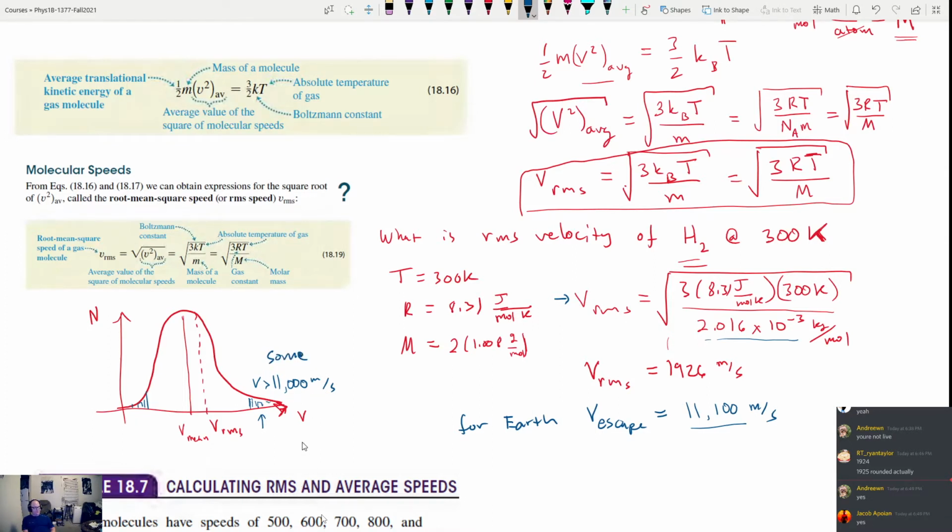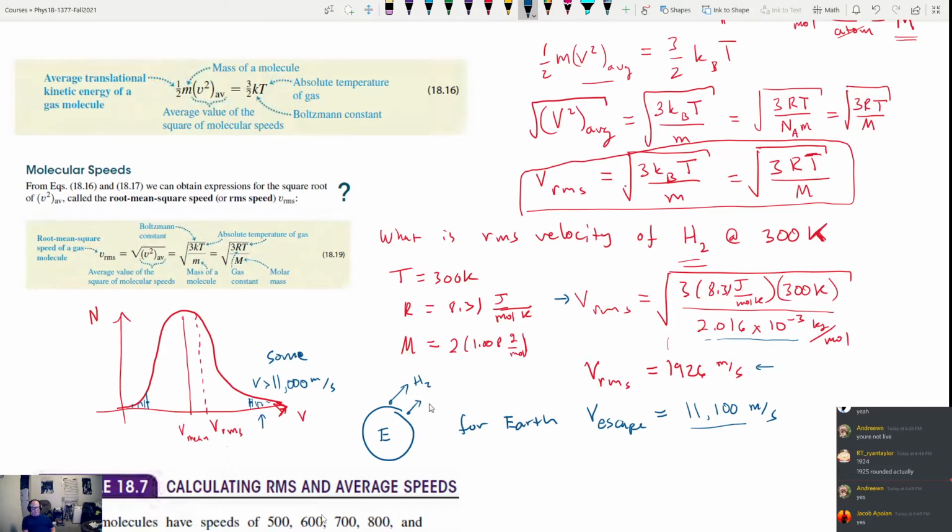Is going to be greater than 11,000 meters per second. So what that means is that over time, on the surface of the Earth, the hydrogen molecules basically tend to escape the planet because they're all moving too fast. On average, they're not moving fast enough, but that means that some of them will be, and eventually all of them will have, at some point in time, the ones that are really slow will eventually be moving this fast, just due to random interactions with other things.